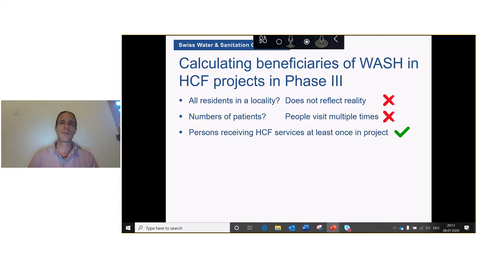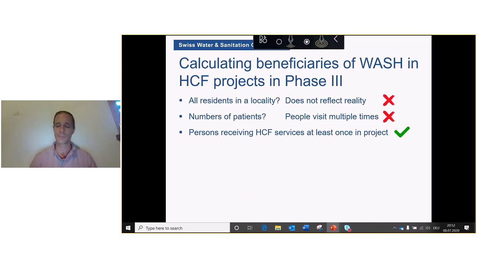One change between the second and third phase involves how we're counting the beneficiaries for WASH in healthcare facilities. We're not counting all of the residents of a locality around the healthcare facility, because this doesn't reflect the reality. Not all of the catchment population is using the healthcare facility. We are not counting the number of patients, because patients is individuals, but also these individuals could visit multiple times. So we decided on a more scientific, if you will, calculation where we're basing it on a scientific reference. And it is the number of persons who are receiving services in a healthcare facility at least once in the life of the project.